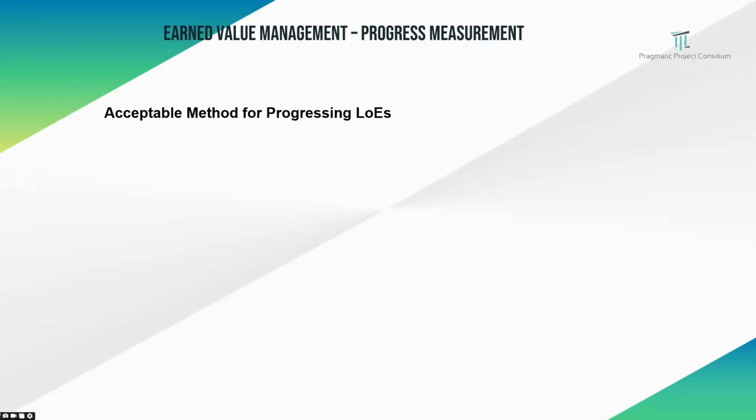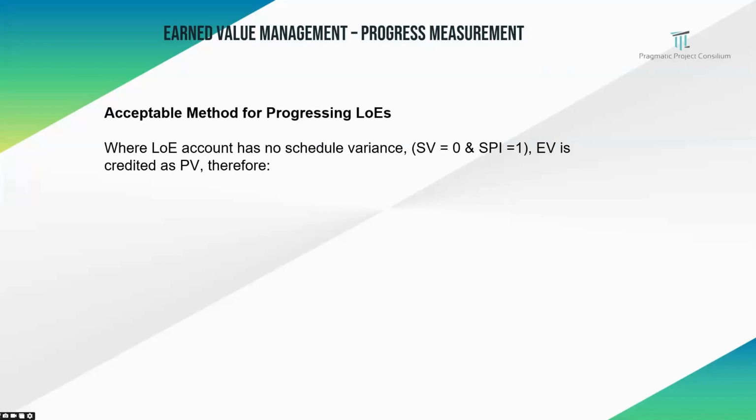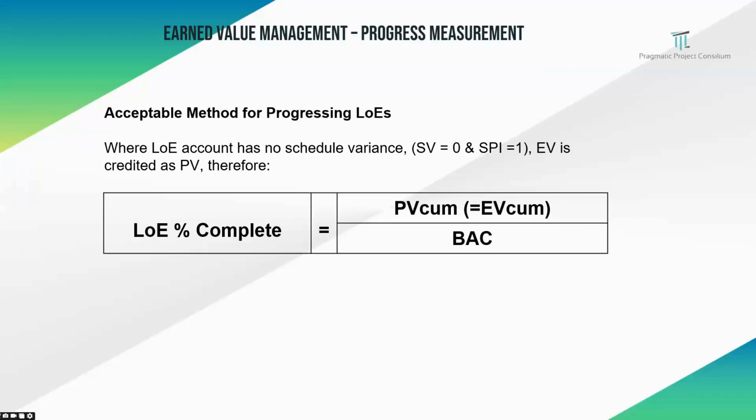Now, let us see the acceptable method for progressing LOEs, level of effort. In principle, the schedule variance and schedule performance index play a major role in this process. If there is no schedule variance, SV equal to 0, and SPI, the schedule performance index, equal to 1, then EV is credited as PV. Therefore, the formula: LOE percent complete is equal to PV cumulative, which is equal to EV cumulative divided by budget at completion.